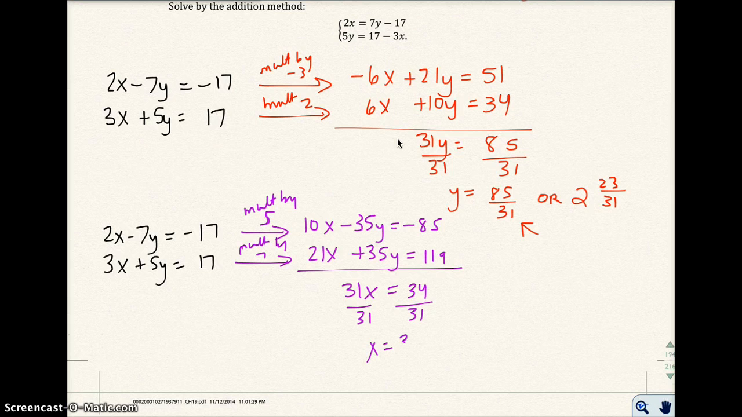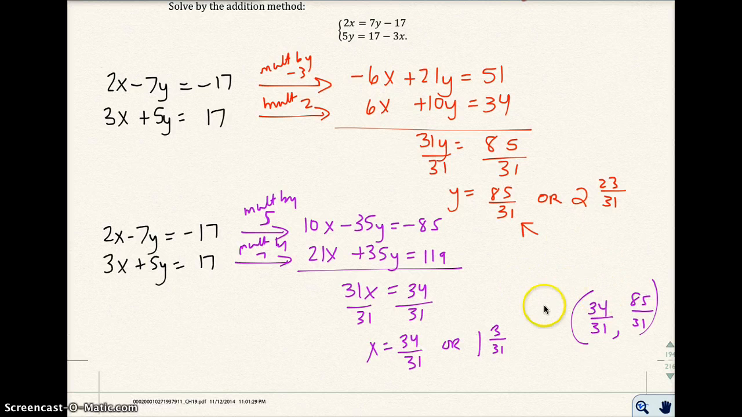X equals 34 over 31. Or, if I hit 34, ABC, 31, one and three, 31. So the actual ordered pair where they intersect, and again, my math club I think likes the improper fraction, is a very ugly ordered pair. If these two lines cross one another, and they do cross one another, it's going to be not a clean point. Okay, but there it is right there.